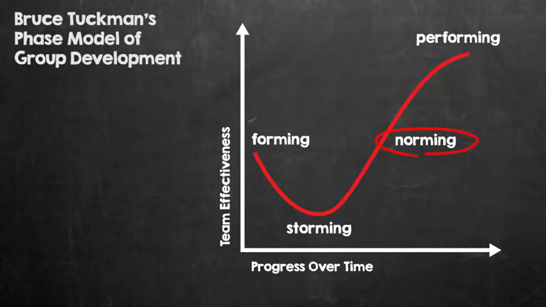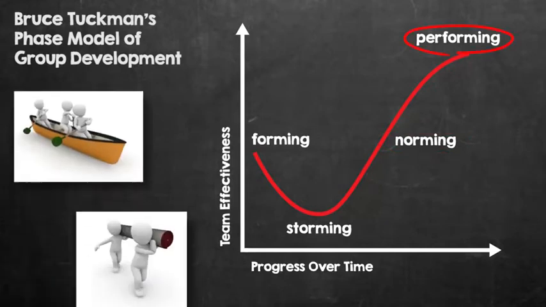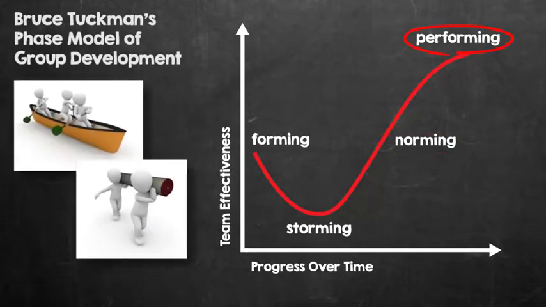There's a general consensus about who the group is, how everyone fits in, and how everyone approaches their responsibilities. This leads to, ideally, a performing stage where the group has a clear strategy and a shared vision, and the group is executing at a high level.